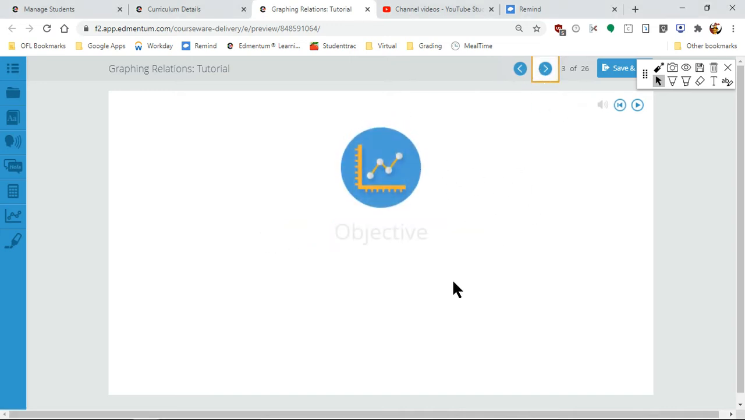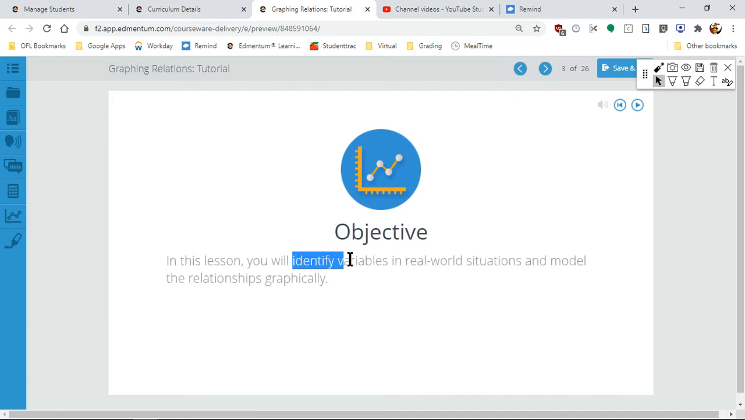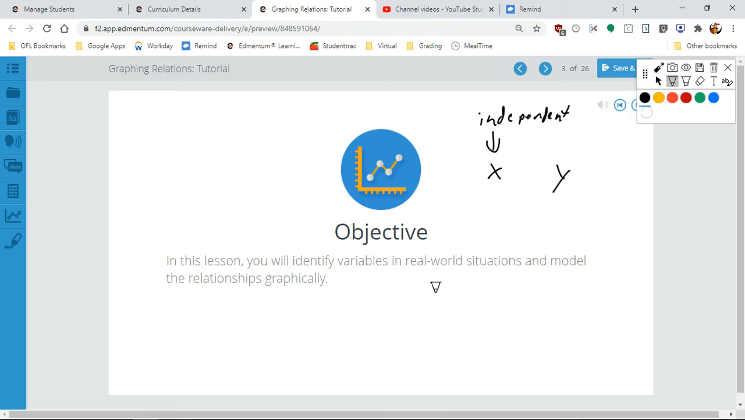Our objective for this lesson is to identify variables in real world situations and model those relationships graphically. So we're going to figure out the relationship between two things, usually between an x and a y. X is usually what's called our independent variable. This is something that we really have no control over. It's not affected by things, so that's why it's independent. For example, time. No matter what happens, time's still going to go on.